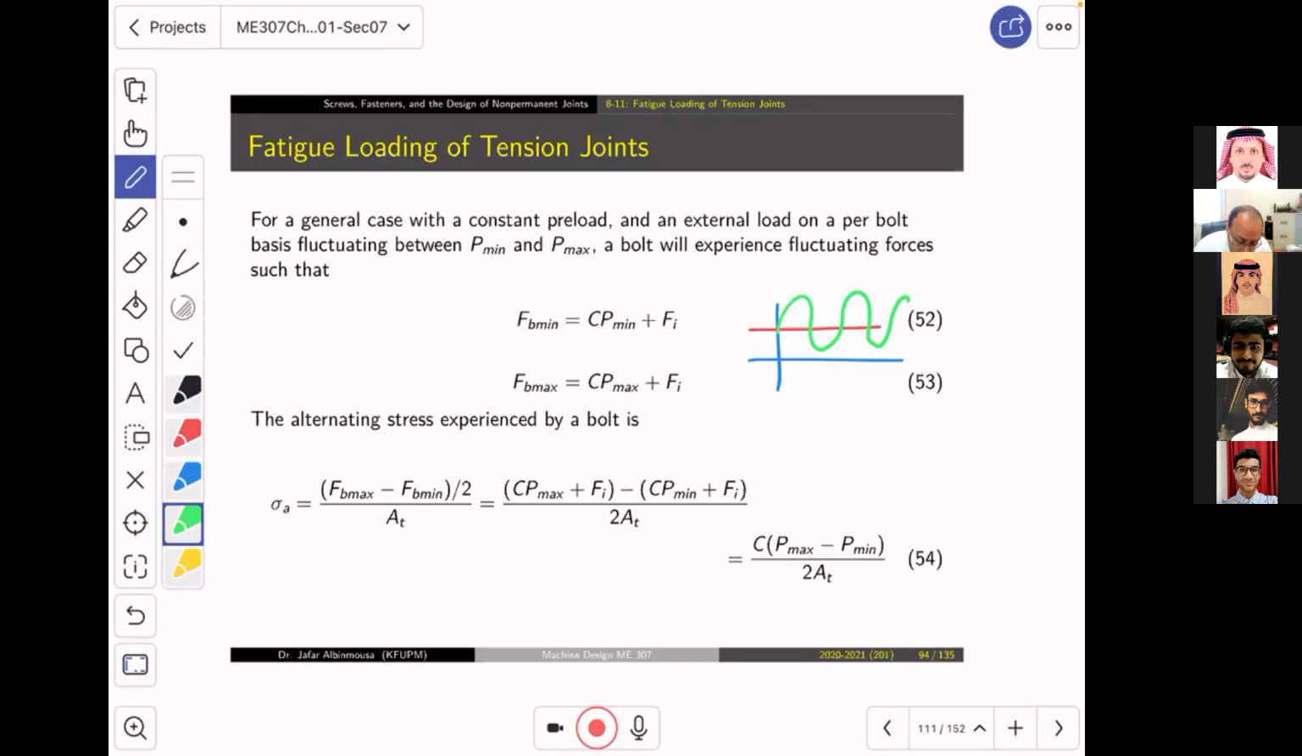So what is the minimum force in the bolt? Look carefully. The force on the bolt is equal to C multiplied by P plus Fi. Now, the thing that you need to understand, which is very important, is that when we say we want to know the minimum force in the bolt, we just put minimum here and minimum there. Why is there no minimum under Fi? Why?